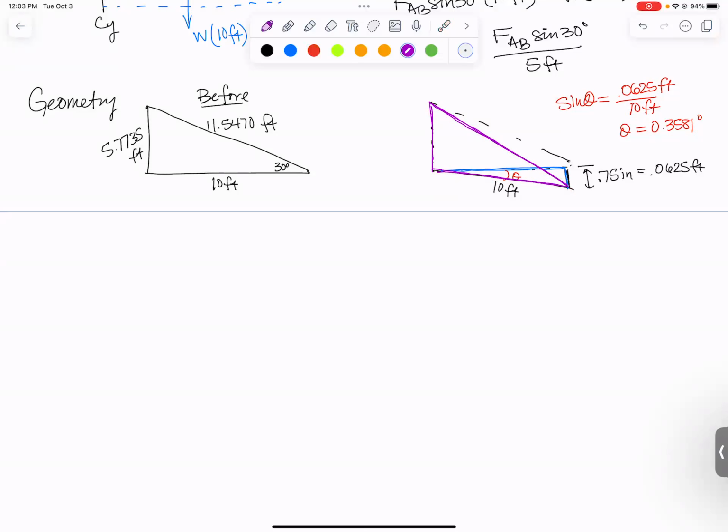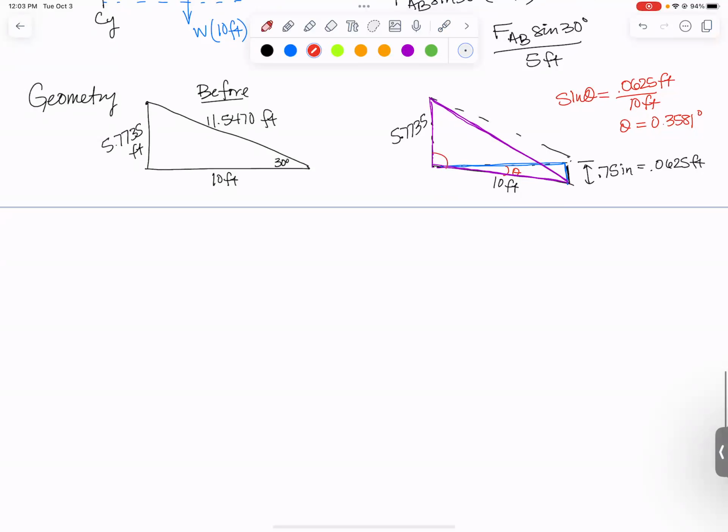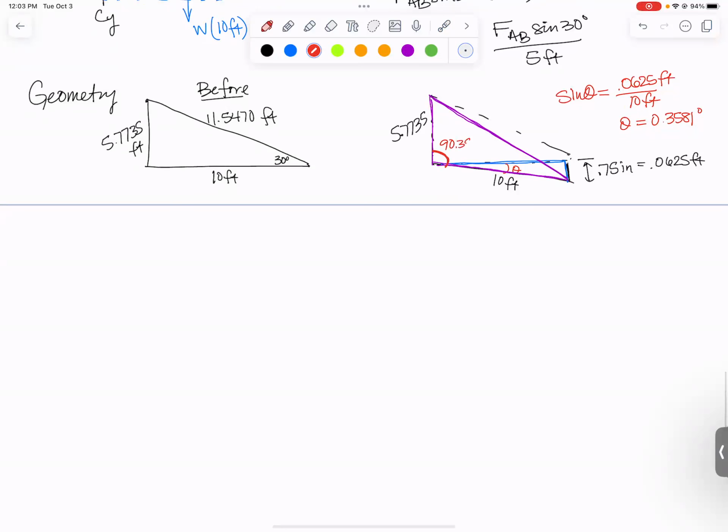So I know this original side is still 5.7735. On the vertical side, I've got my 10-foot side. And now this total angle in here, well, it was 90 degrees before the deformation. Now it's going to be 90.3581 degrees. So it's just a tiny bit bigger than a right angle, which means I can't use sine and cosine now to find the new length of AB.